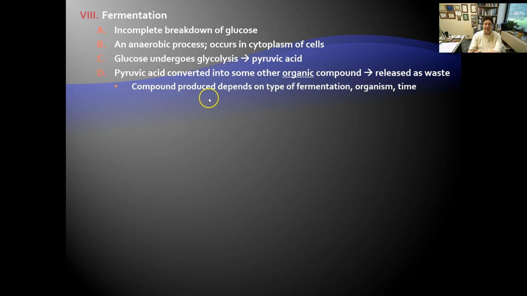The compound that we produce depends on a number of factors, including the type of fermentation, the microbe doing it, and how long it ferments. That being said, the two most common compounds that pyruvic acid is converted into are ethyl alcohol and lactate, or lactic acid. Ethyl alcohol is not rubbing alcohol, that's isopropyl. Ethyl alcohol is the alcohol that you drink or cook with. Lactate or lactic acid, where might we find that?